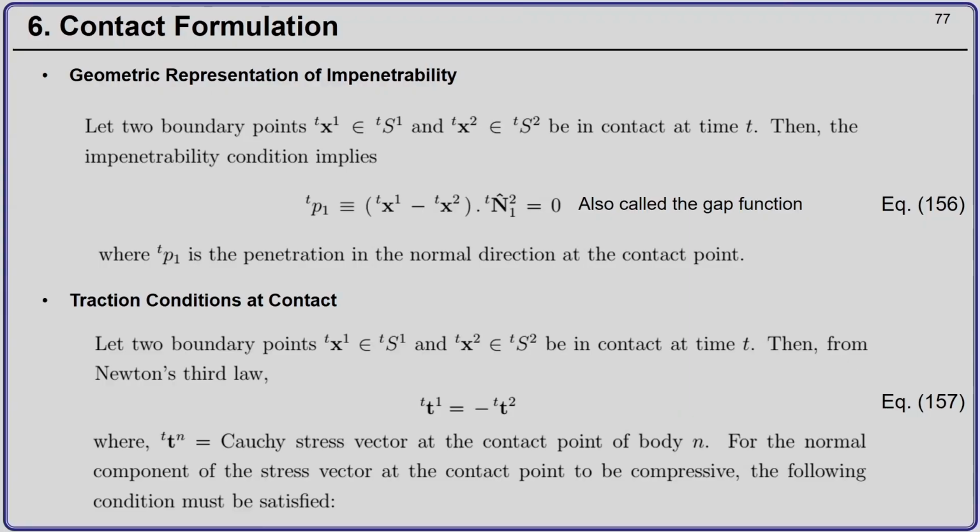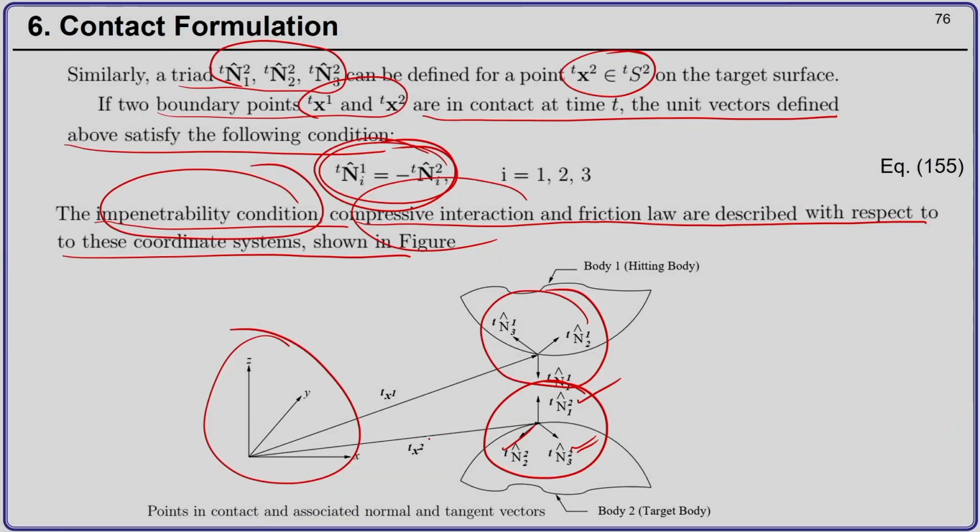Now, mathematically you can express the impenetrability condition using what is called the gap function. So, this is your target surface, the target body, and let the point which comes in contact on the target surface have the coordinate x2, and the point on the hitting body which comes in contact with the target point, let its coordinate be x1.